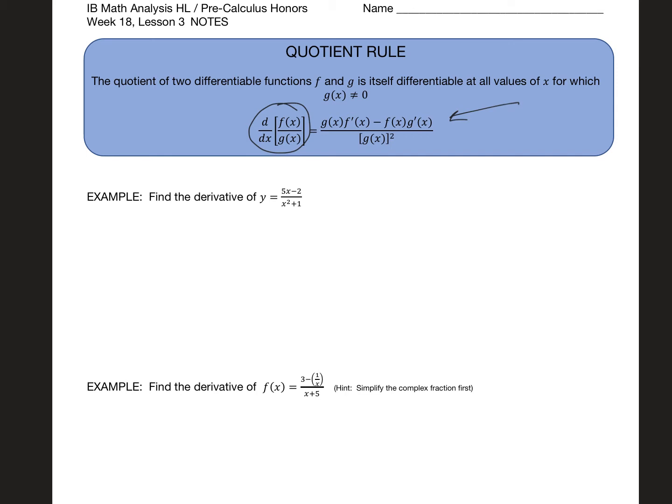The way I learned it from Mrs. Black is: low D high, minus high D low, square the bottom, and away we go. Again, I will say it and you can figure out what it means: low D high minus high D low, square the bottom, and away we go.